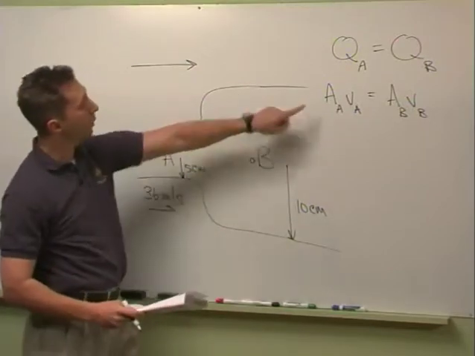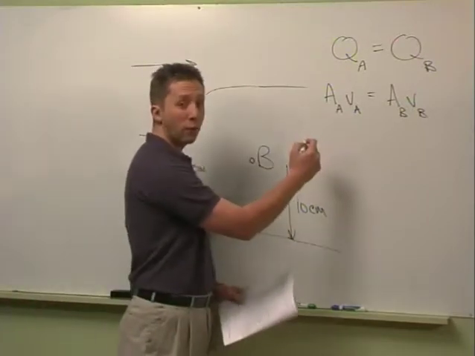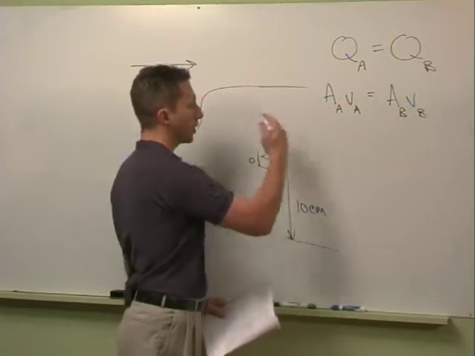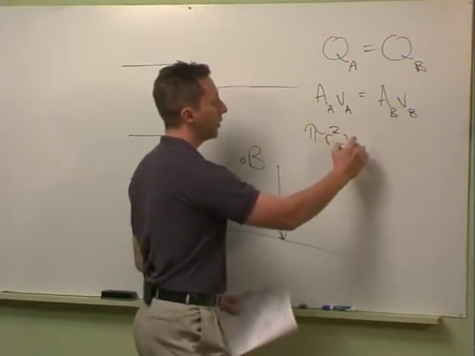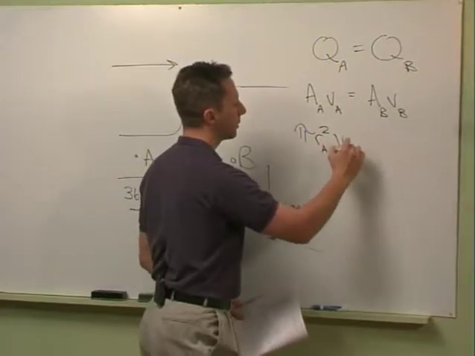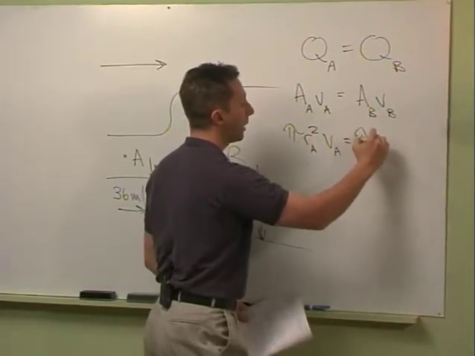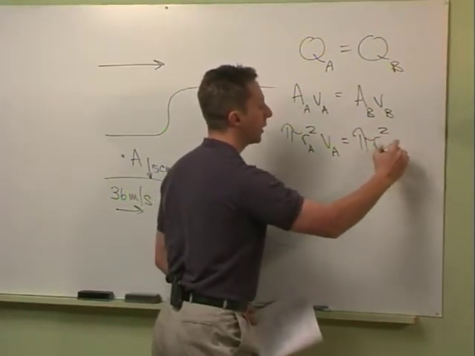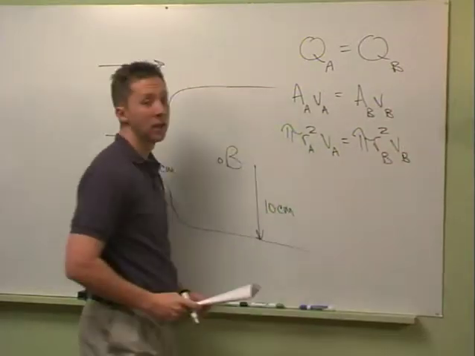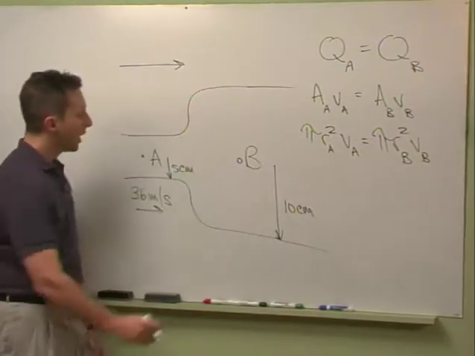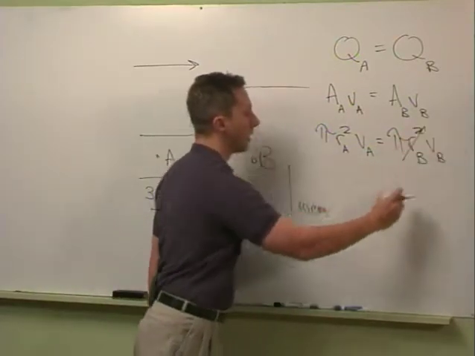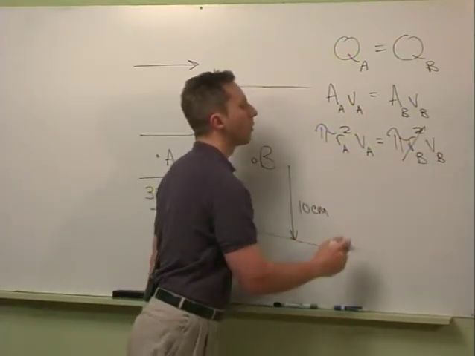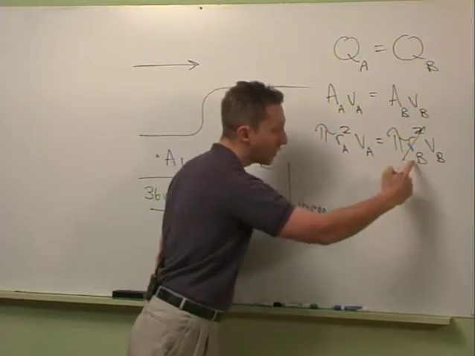So now we can plug in for area the formula for a cylindrical pipe, which would be, of course, a circle. That would be pi times R squared times V of A equals pi times R squared of B times V sub B. And what we should see here is that as we double the radius, these two things are constant, right? So this radius is half of this radius.